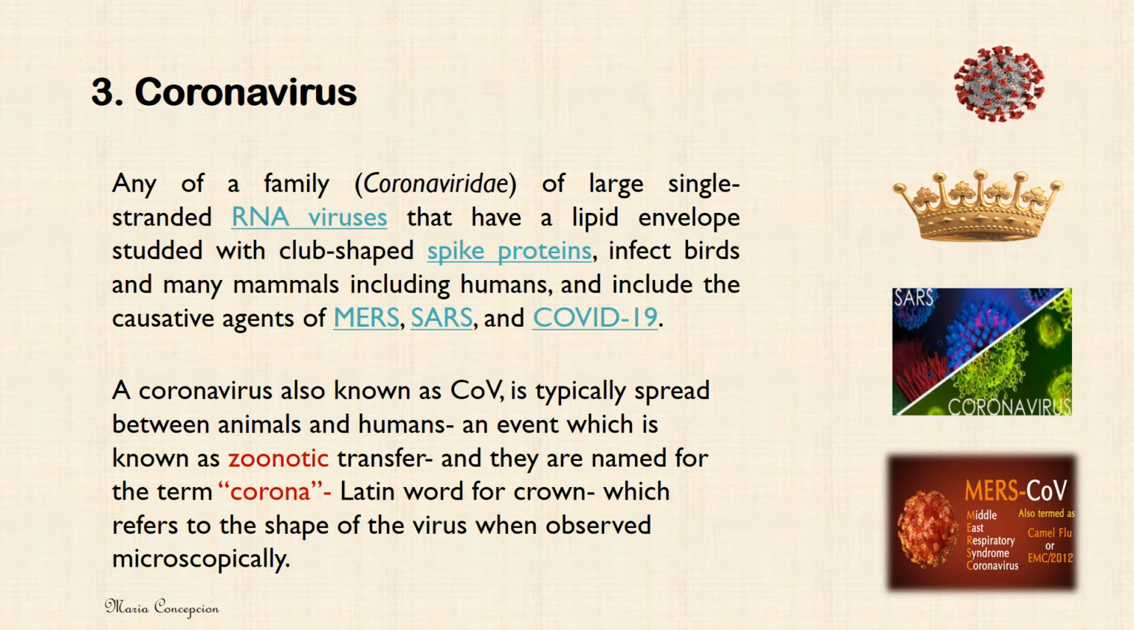Coronavirus. Any of a family, Coronaviridae, of large single-stranded RNA viruses that have a lipid envelope studded with club-shaped spike proteins, infect birds and many mammals, including humans, and include the causative agents of MERS, SARS, and COVID-19. The coronavirus, also known as CoV, is typically spread between animals and humans, an event which is known as zoonotic transfer, and they are named for the term corona, Latin word for crown, which refers to the shape of the virus when observed microscopically.